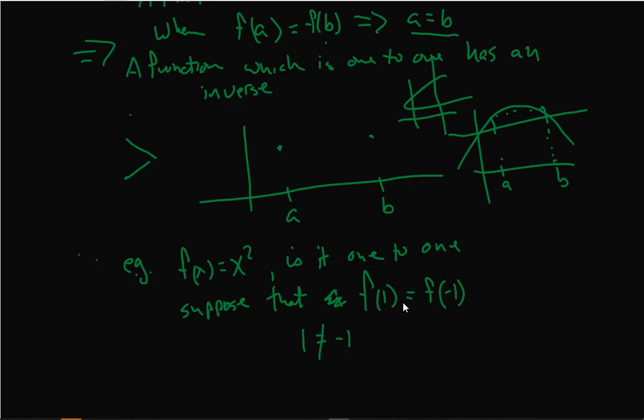But here, 1 and -1 are not the same, but what about f of 1? Is that equal to f of -1? Yes, of course it is, right? This is equal to 1 squared, this is equal to -1 squared, and they're both equal to 1. So in other words, -1 and 1 both go to the same height, and so that's not allowed. So this function, y equals x squared, is not 1 to 1.